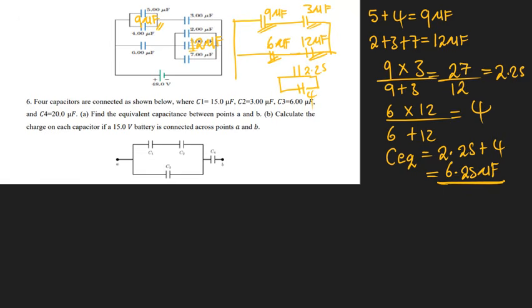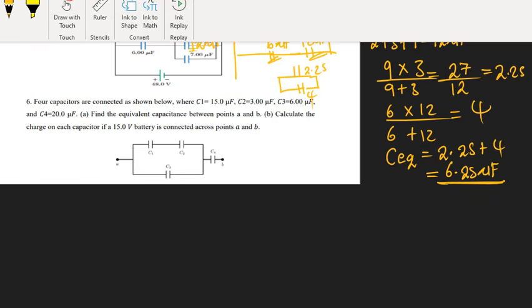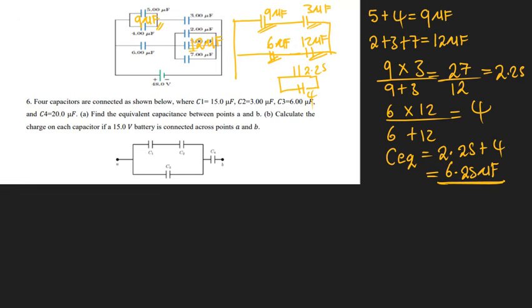Okay, now we can proceed. Let's try question 4. They are saying 4 capacitors are connected as shown below, where C1 is equal to 15 microfarad, C2 3 microfarad, then C3 6 microfarad, and C4 20 microfarad. Find the equivalent capacitance between points A and B.